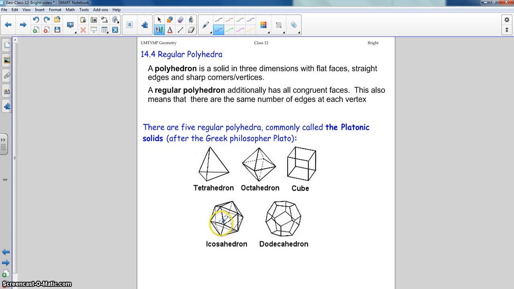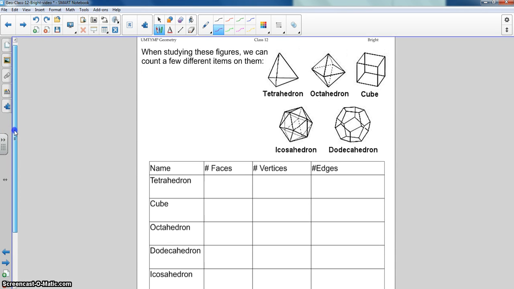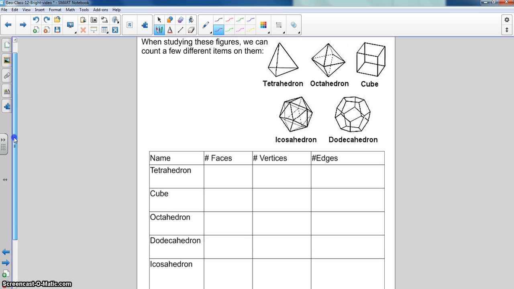Icosahedron, this is actually made up of equilateral triangles, and there's 20 of them. And then the other Platonic solid is a dodecahedron, and this has 12 congruent pentagons. Dodeca refers to 12, and then so there's 12 figures or 12 polygons, and they're all pentagons. All right, and then the last thing is when we study these, we can actually count different things in them.